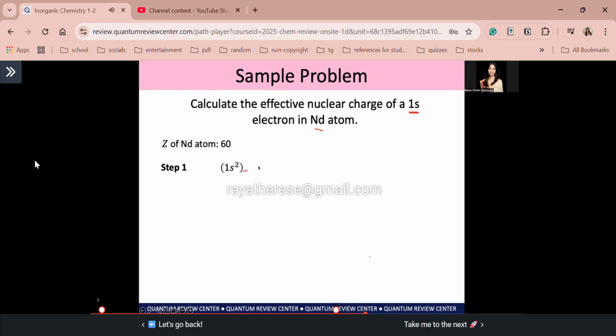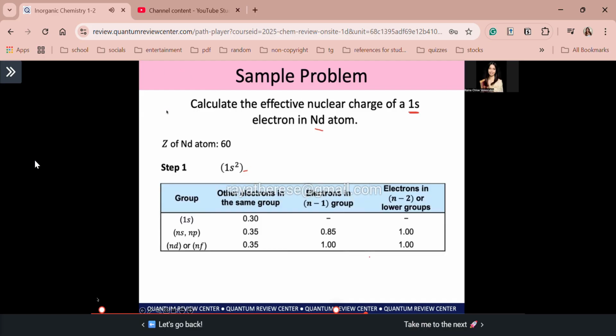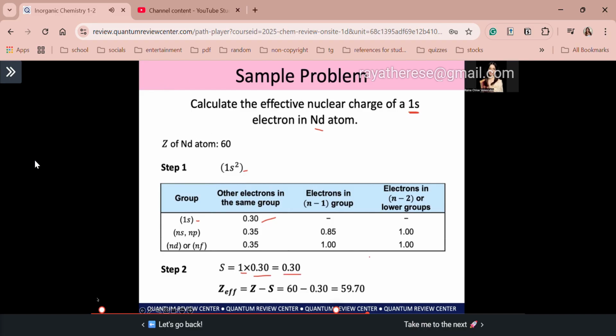So here, we have one electron of interest, right? Dalawa yung 1s electrons natin. So yung other electron has a contribution to the shielding constant. Since 1s group, yung other electron na nasa same group, 0.30 yung contribution ng electron na yun. So let's calculate the shielding constant. S is equal to the 1 electron from the same group as the electron of interest times 0.30, yung contribution, is equal to 0.30. Calculating for the effective nuclear charge, Zeff is equal to Z minus S. So 60 minus 0.30 is equal to 59.70. So that's your effective nuclear charge.